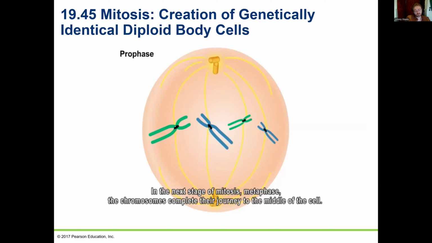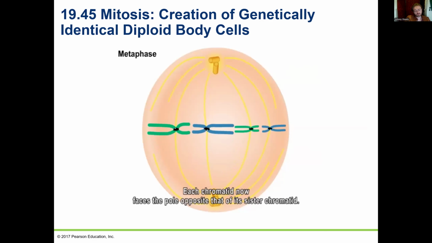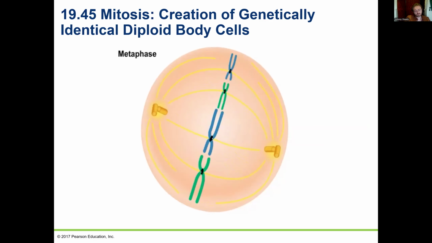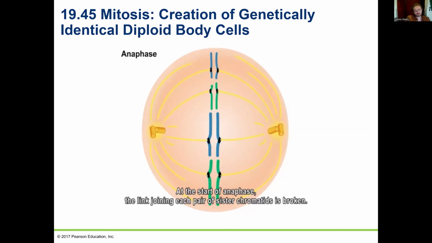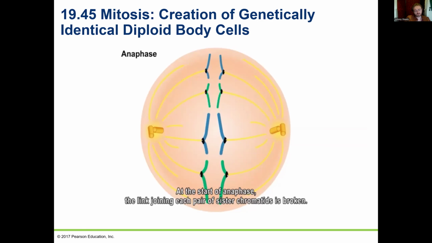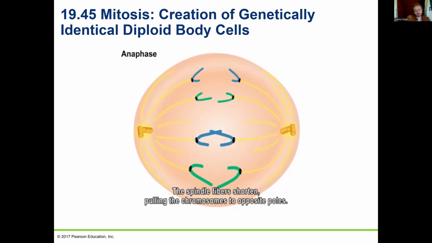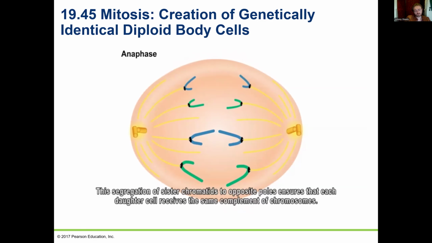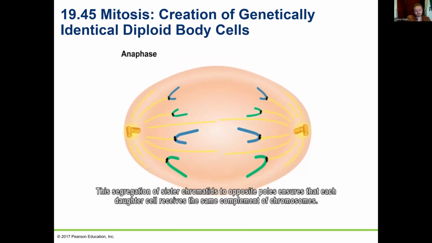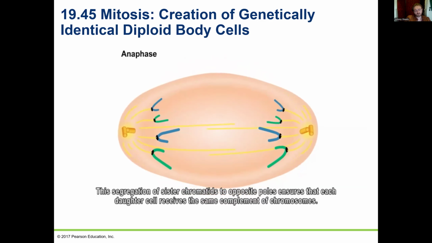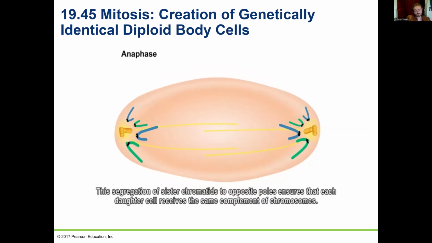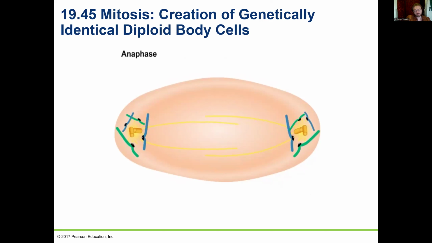In the next stage of mitosis, metaphase, the chromosomes complete their journey to the middle of the cell. Each chromatid now faces the pole opposite that of its sister chromatid. At the start of anaphase, the link joining each pair of sister chromatids is broken. The spindle fibers shorten, pulling the chromosomes to opposite poles. This segregation of sister chromatids to opposite poles ensures that each daughter cell receives the same complement of chromosomes.